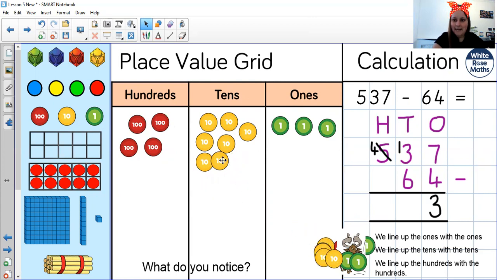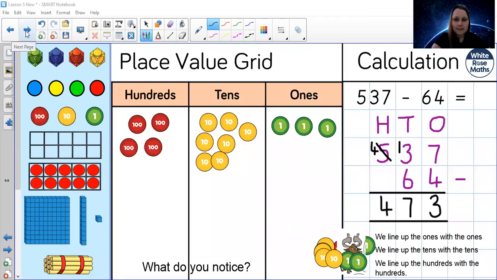How many tens am I left with? So hopefully you can use your number facts to work that out. But if you need to, you can count the tens on your place value grid. 10, 20, 30, 40, 50, 60, 70, 7 tens. So I'm left with 7 tens. And then I'm going to subtract my hundreds. 400 subtract 0 hundreds. So I'm going to be left with 400 still. So the answer is 473. So hopefully you got that correct if you're working it out alongside me.